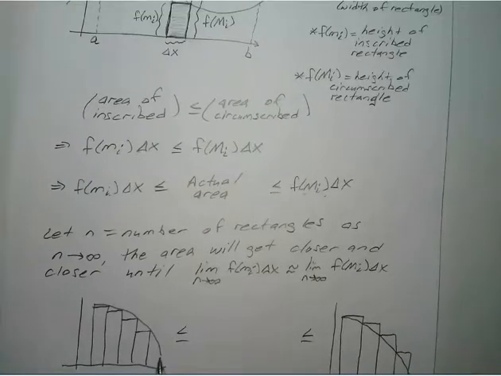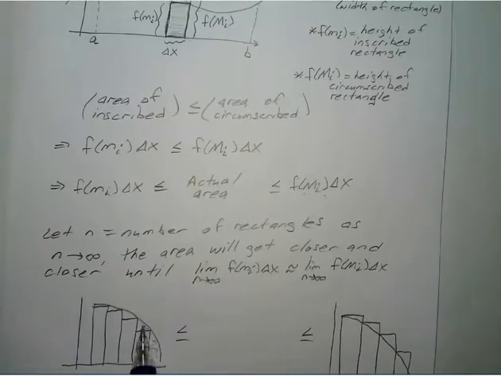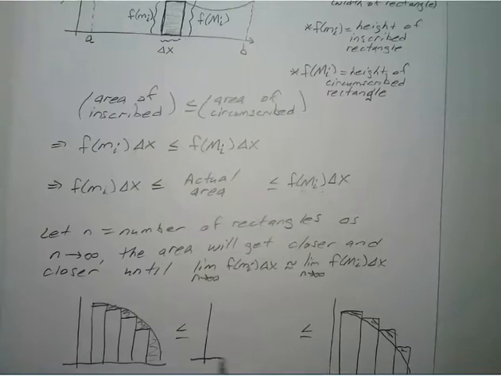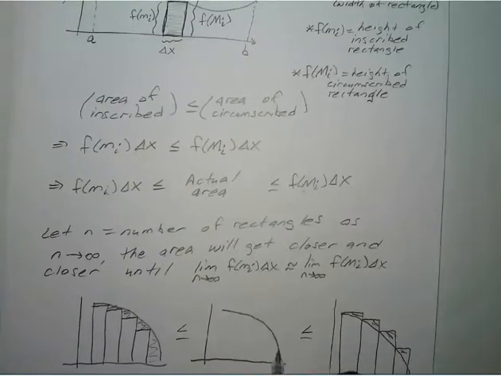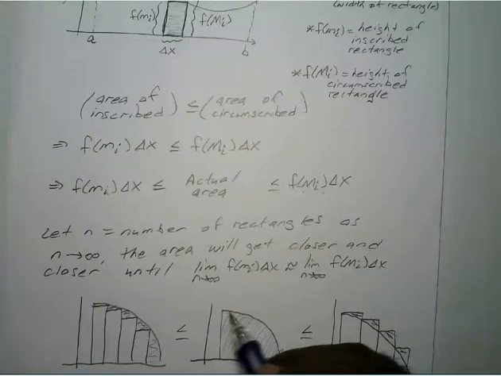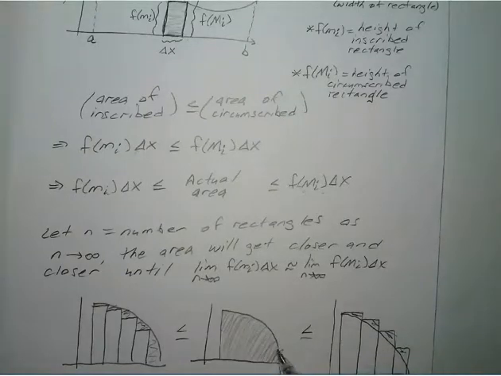Okay, so here, remember, we guessed too small, we miss out on that. We guessed too big, so we have too much of a guess here. Somewhere in the middle, we're going to have the actual area that is perfect. That's the perfect estimate underneath that function.